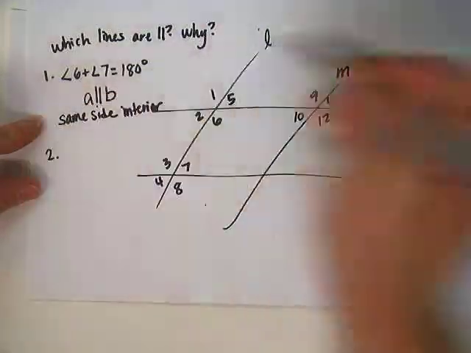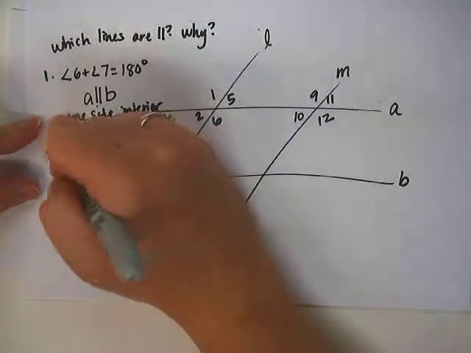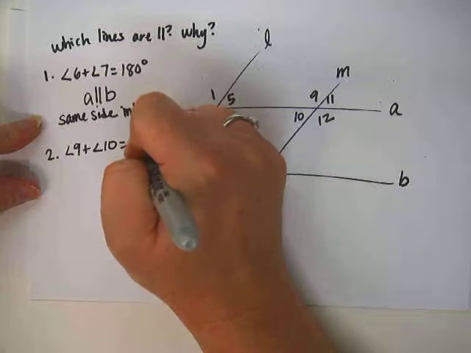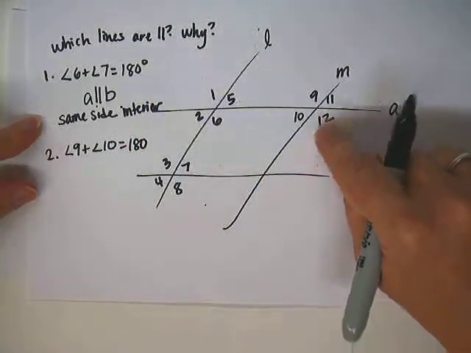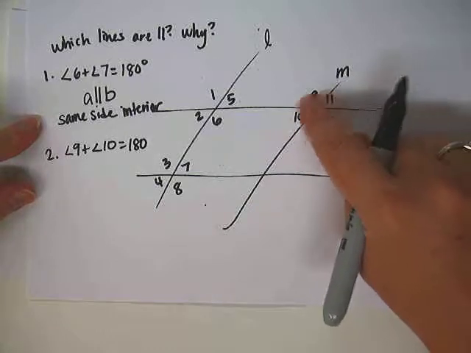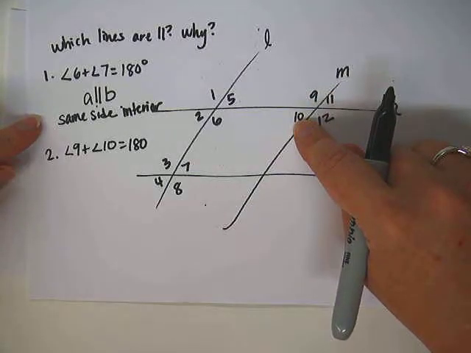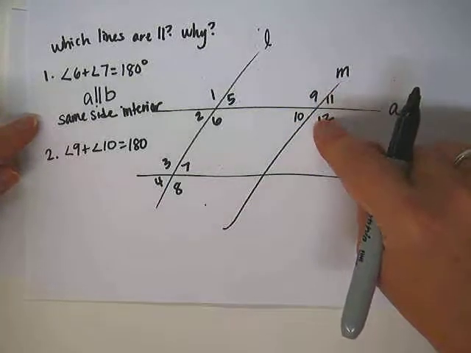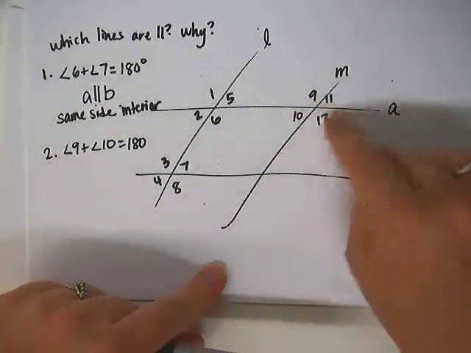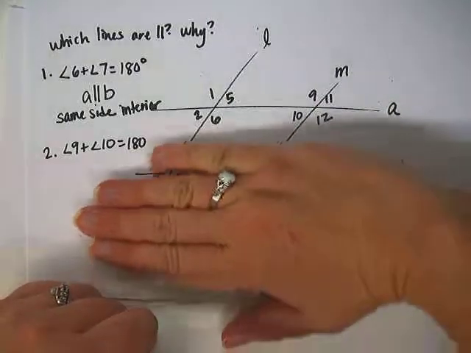So anytime there's something adding up to 180, it's either going to be same side interior on this assignment or it'll be none. Let's try one that's none so you kind of see the difference. Let's say angle 9 plus angle 10 equals 180. Angle 9 and 10 add up to 180 because they're adjacent. They're a linear pair, so that's true, right?